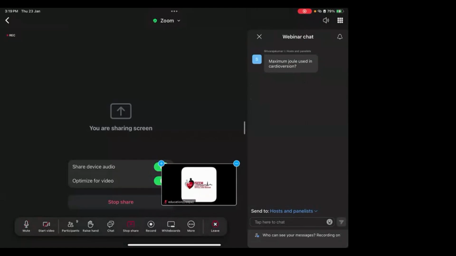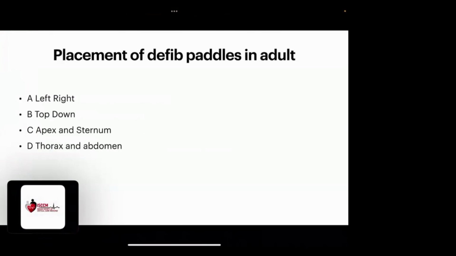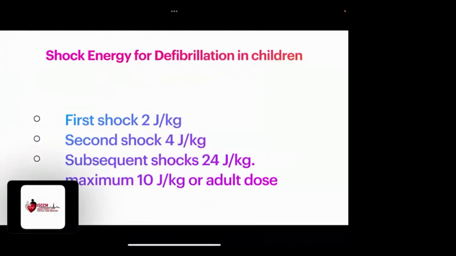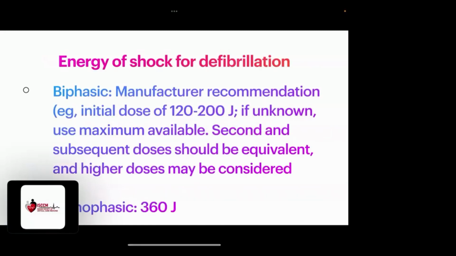Now the maximum joule that is used in cardioversion, you always have to start with a lower energy. It depends upon the manufacturer. In case of pediatric patients that I've already shown, if we go to the slides once again, I'll show you. What is recommended is as per the ACLS guidelines. For adult patients, you usually start with a lower energy, right? You can start with 120 joules for defibrillation or cardioversion for the adult patients.